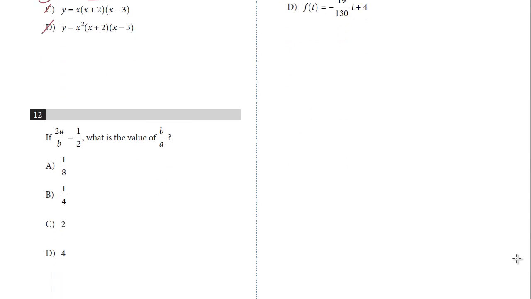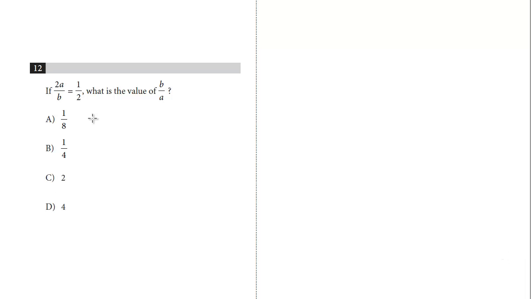All right, let's take a look at question 12. We have this ratio. What's the value of b over a? There's a couple ways to do it. Whenever you have two ratios with an equal sign, you can always cross multiply. So we could just cross multiply and we would get 2 times 2a, which is 4a. We get 4a equals b. Now look at what the question is asking for. The question is asking for b over a.